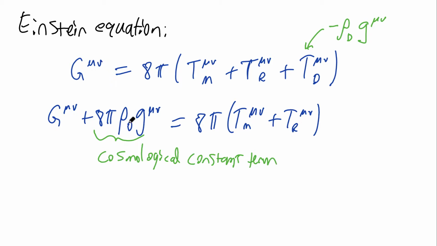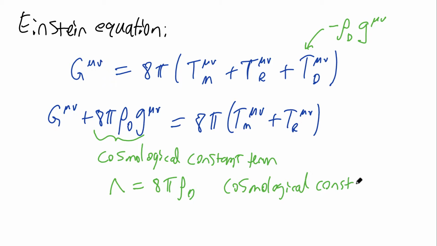Recall that rho sub d is a constant, so we can define lambda, which is called the cosmological constant, as 8 pi times rho sub d. So this is called the cosmological constant.